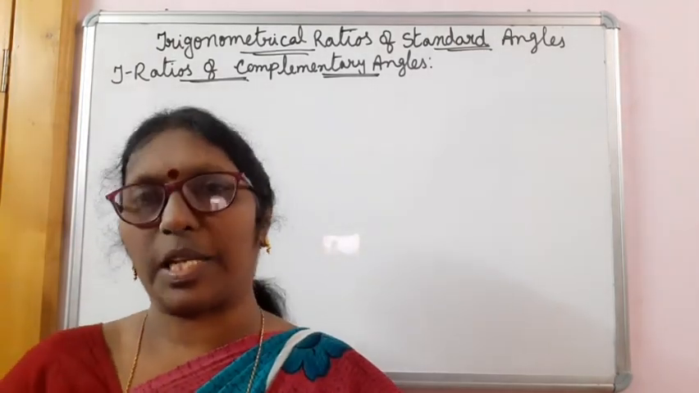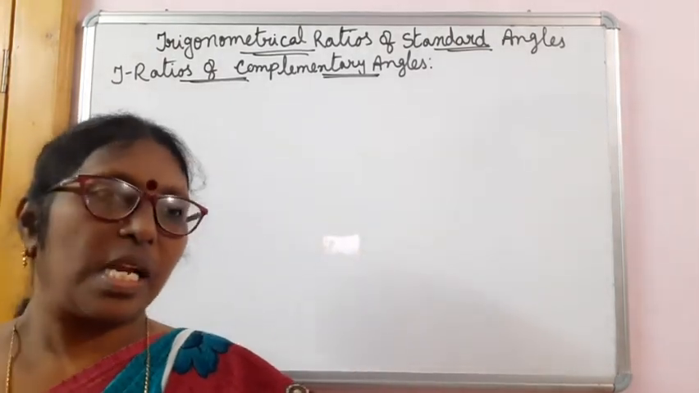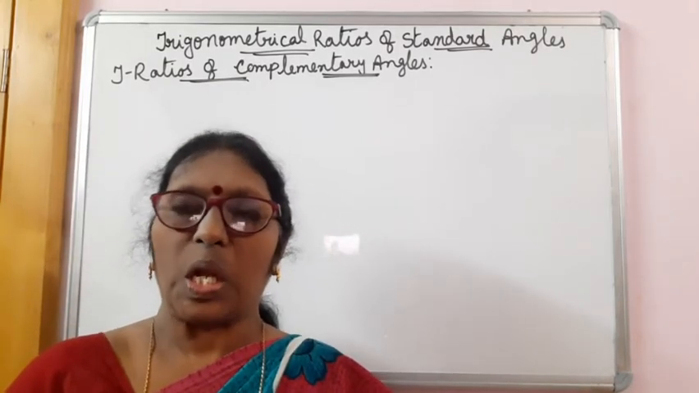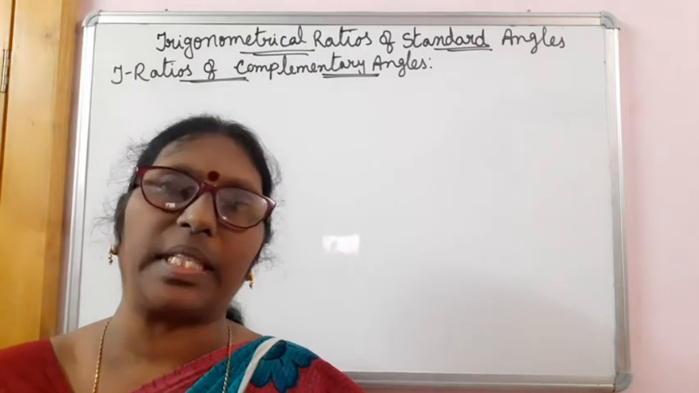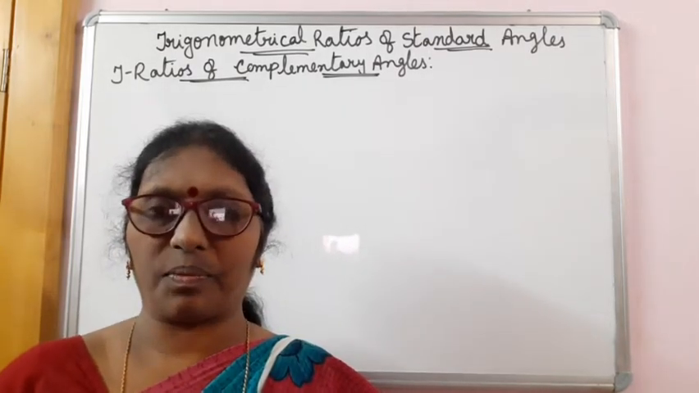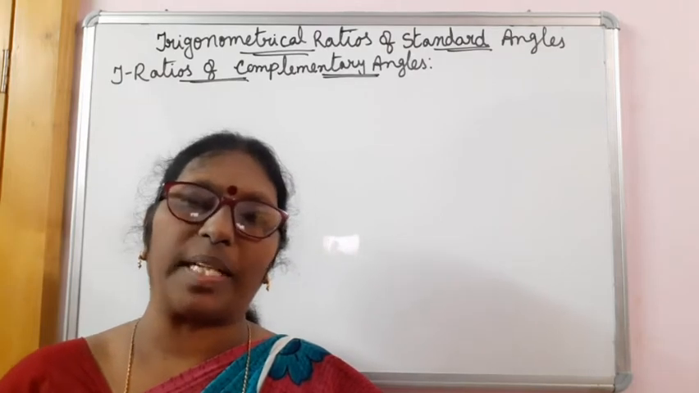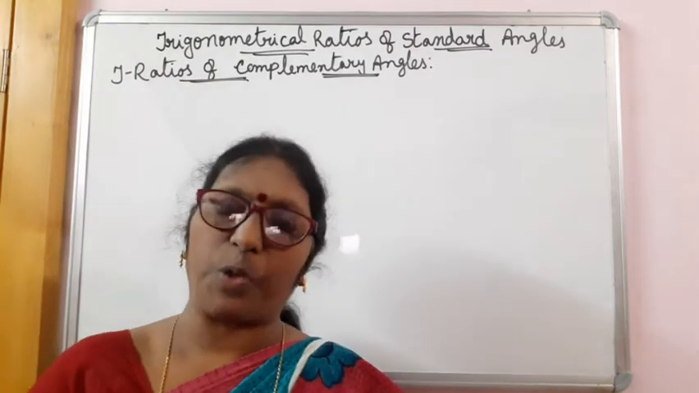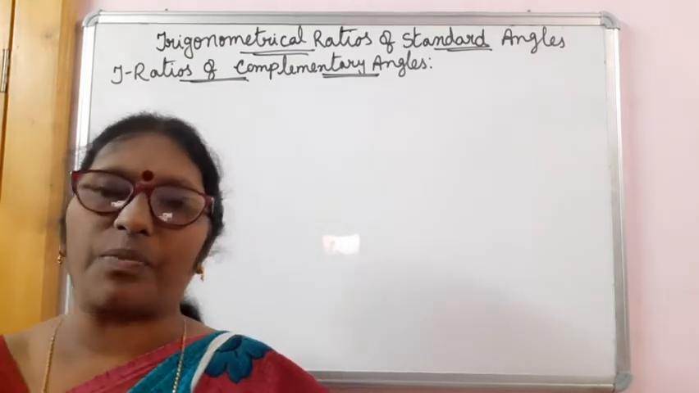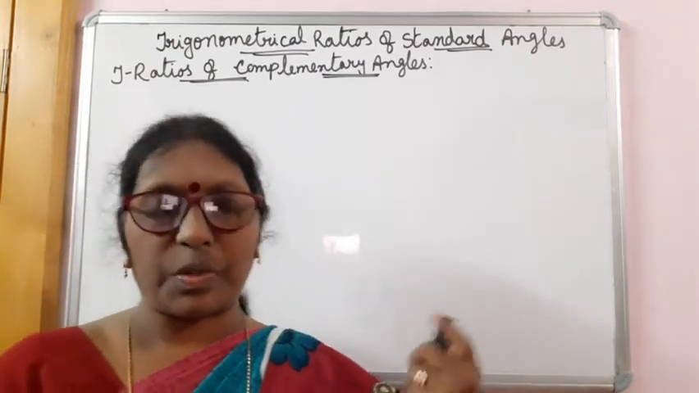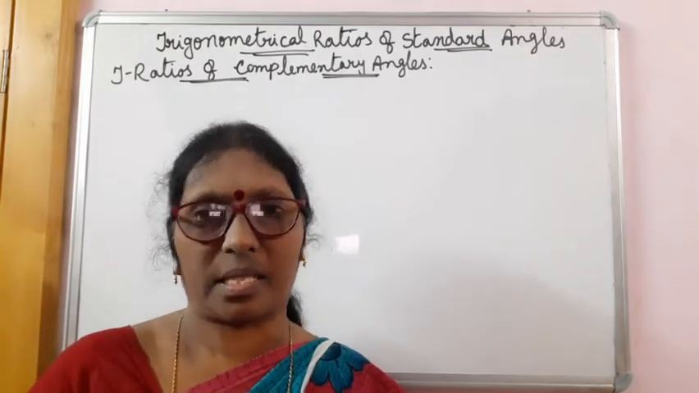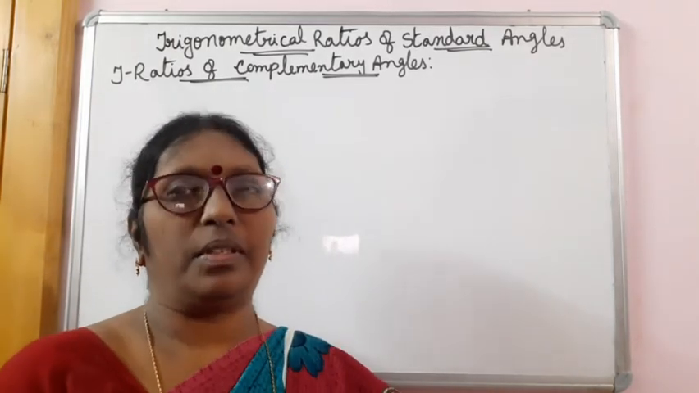Already you have learned in your earlier classes what complementary angles are. Two angles are said to be complementary angles if their sum is 90 degrees, and one angle is the complement of the other. And in trigonometry, what are T ratios of complementary angles? Let us have the class.